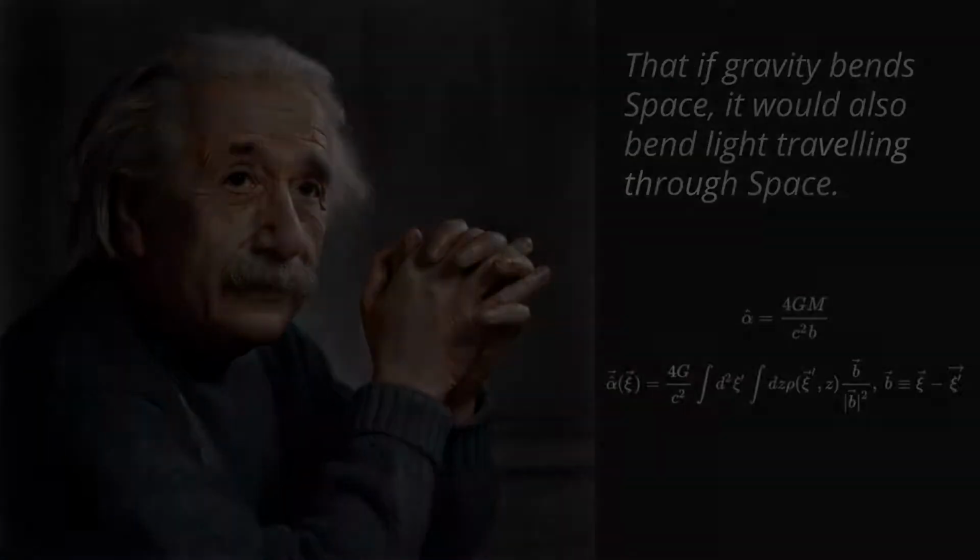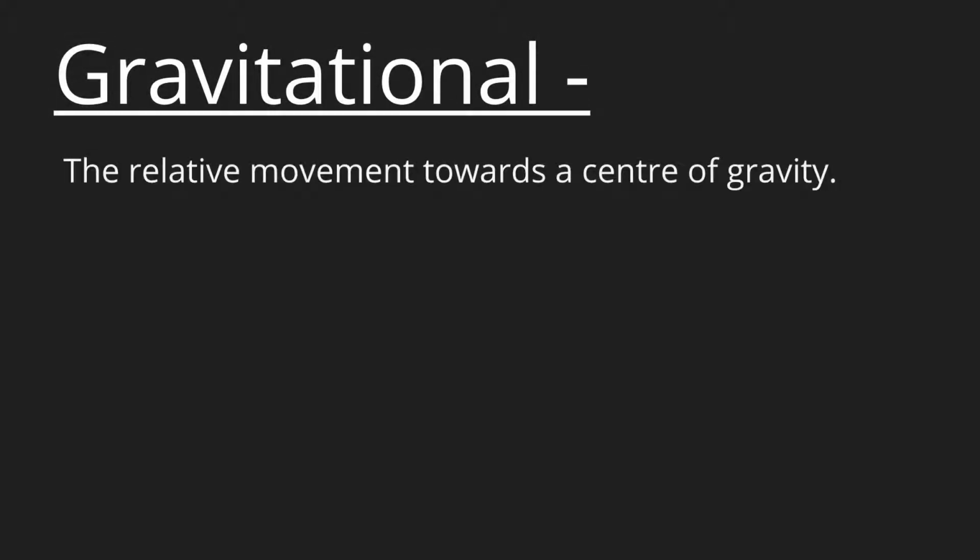Okay, so let's break the term up first. The normal term for gravitational means the relative movement towards a center of gravity. However, in the case of general relativity, the term actually means bending space-time. So, heavy masses, such as stars, and galaxies even more so, will create distortions in space. The mass doesn't even need to be that massive in order to create distortions. Your mass at the moment is creating a little dimple in space-time as we speak.